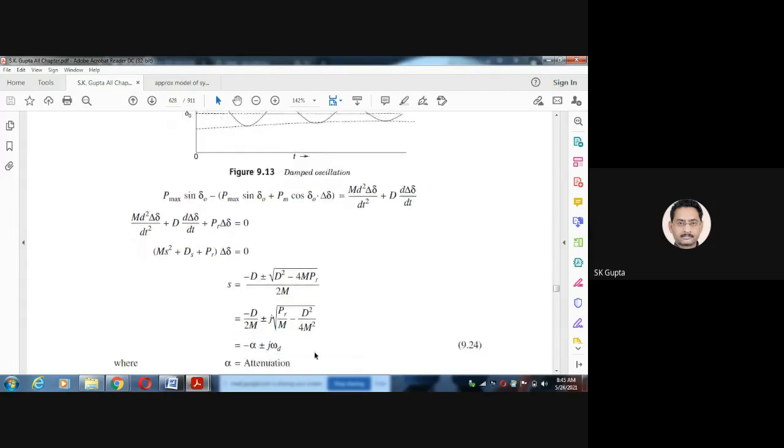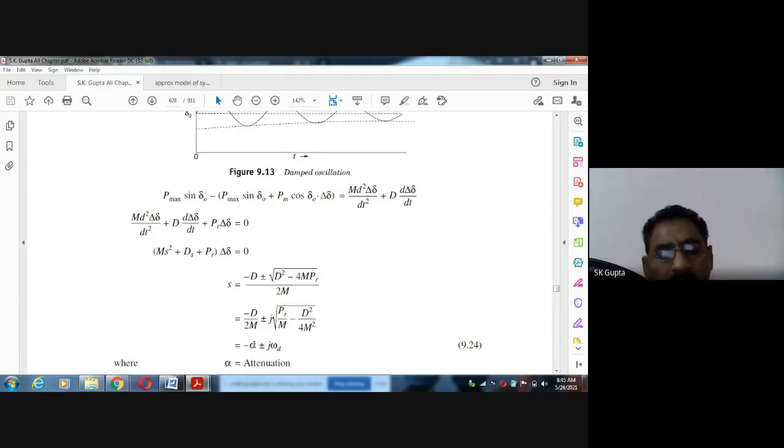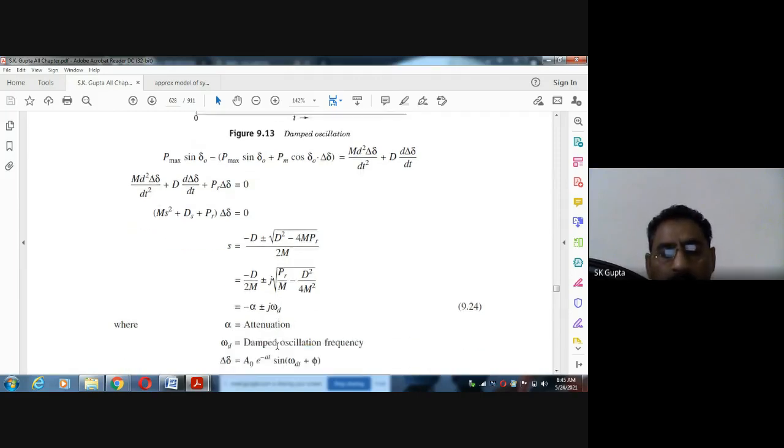When s is like this, it is plus minus, so there are two values, s1 and s2. s1 is minus d by 2m plus j times the square root of this, and s2 is minus j times this. So minus d by 2m can be written as, say, alpha, and this can be written as omega d. Here pr by m is omega n, and omega n minus something is omega d. So minus alpha is called the attenuation, and omega d is called the damped oscillation frequency.